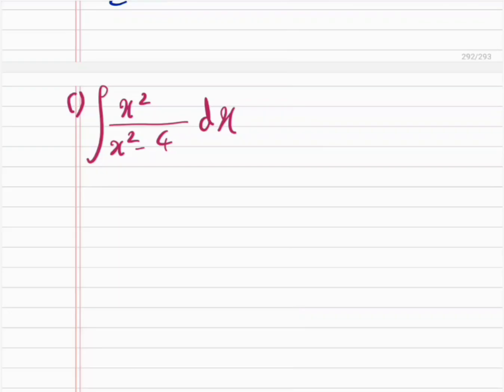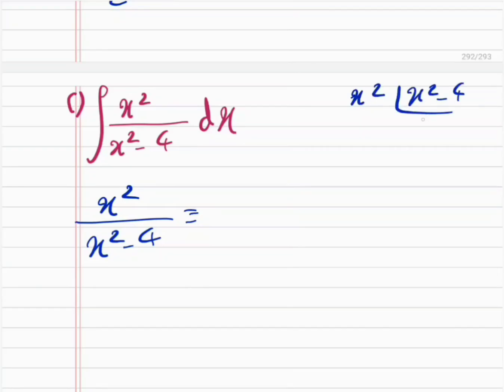The first thing here is that in order to write x squared over x squared minus 4 as partial fractions, just notice that the power of the numerator is the same as the denominator. So we need to use long division first. By using long division, x squared divided by x squared minus 4 gives just 1. So we get x squared minus 4, and we subtract, so we just get 4. That means we'll have 1 plus 4 over x squared minus 4.